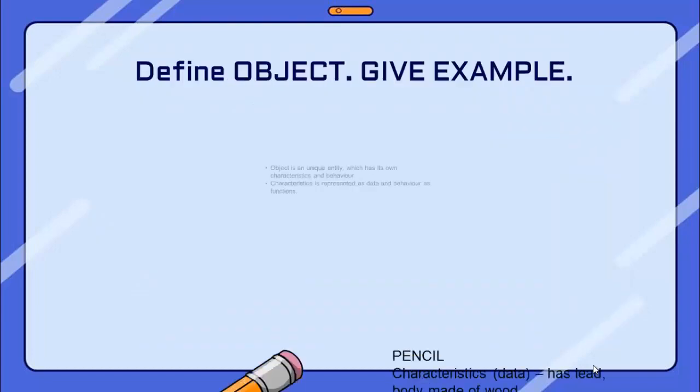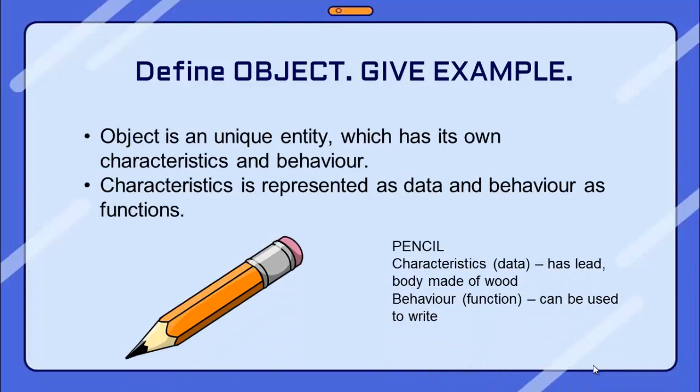Define object, give example. So an object is a unique entity which has its own characteristics and behavior. Characteristics are represented in terms of data and behavior is represented in terms of functions, and you have to give an example. So here I have given the example of a pencil. Its characteristics: it has a lead, the body is made up of wood. Behavior: it is used to write.